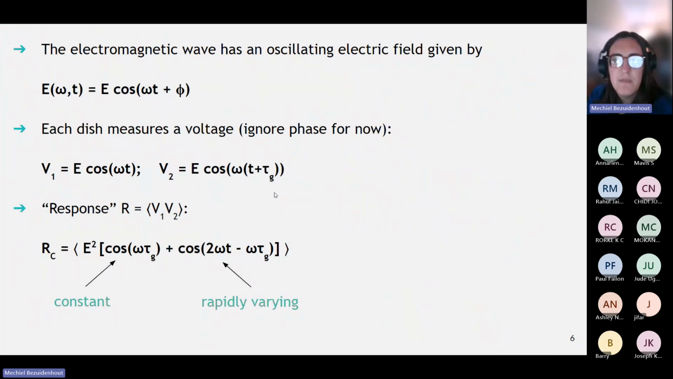And here I'm using plus tau g, but it could be minus tau g. It's just a matter of convention. It's not going to change the maths at all whether you use a negative or a positive, because if you look at the equation below it, this cosine falls away anyway. So you're left with only this constant value, cosine omega tau. So it's not going to make a difference.